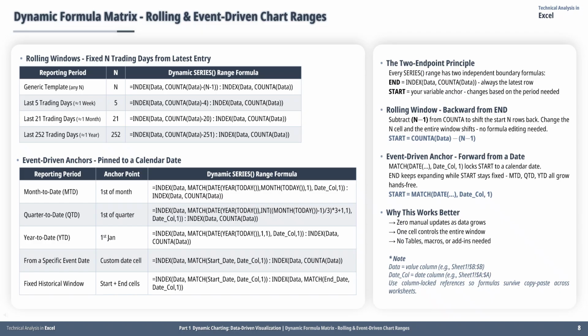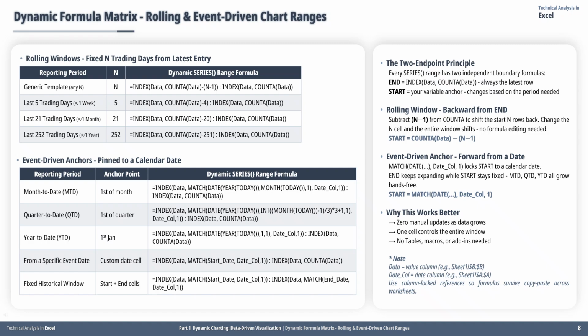The core principle is called the two-endpoint principle. Every series range has exactly two boundary formulas, a start and an END. The END is always the same expression in every formula on this table: INDEX of data, COUNTA of data. That always points to the very last row of column B. The start is your variable. Change how you define the start, and you change what time period the chart covers.